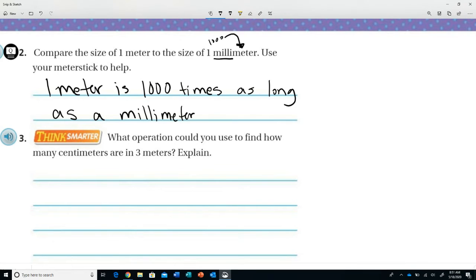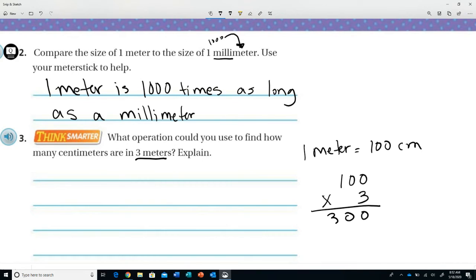So you want to go find how many centimeters first are in 1 meter. And you're going to find that 1 meter is equal to 100 centimeters, or cms. All right, now my question says I need 3 meters. So I'm going to take my 100, and in one of 2 ways, I'm going to find out how many centimeters are in 3 meters. The first way is multiplication. There are 300 centimeters in 3 meters.